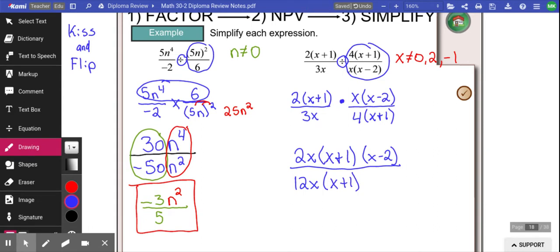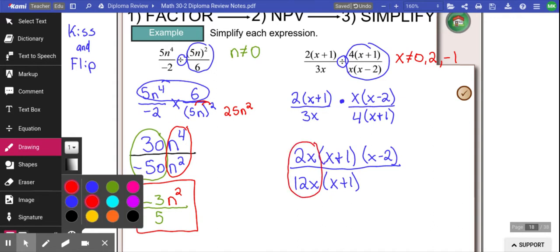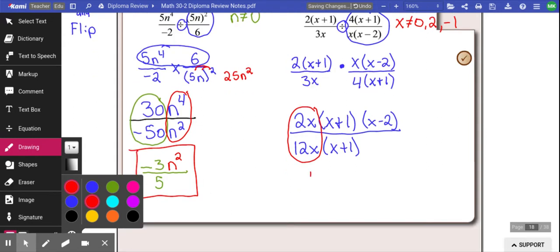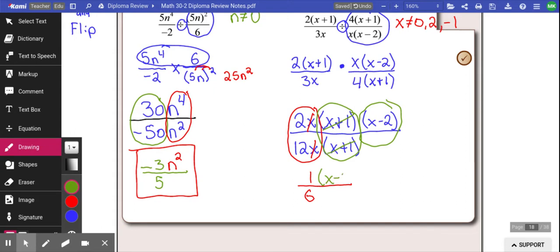Once you've written it as one fraction, you try to reduce that fraction. To reduce that fraction, you look at monomials. So we have 2 and 12, which would become 1 over 6, and the x's would cancel. We then look at binomials. We have an (x plus 1) and an (x plus 1). Those would cancel. And then we look at the (x minus 2), which has nothing to cancel with, so we leave it as (x minus 2).